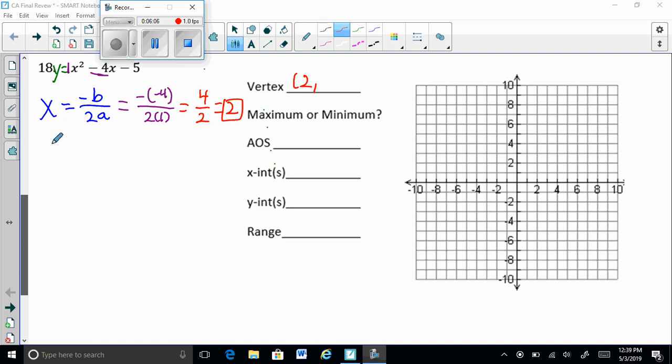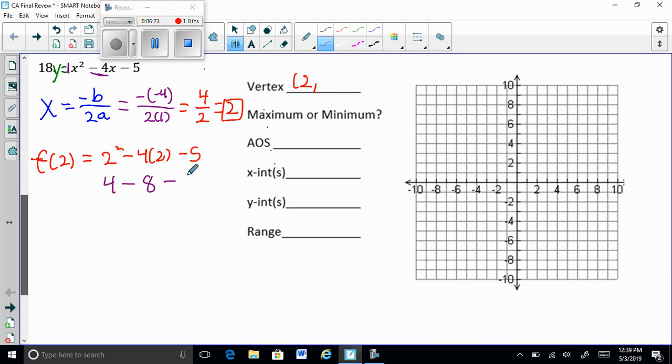So I'm going to use function notation here. So I'm going to do f of 2 and plug that in. So 2 squared minus 4 times 2 minus 5. So 2 squared is 4 minus 8 minus 5. So 4 minus 8 is negative 4. Then minus 5, that's going to give us a negative 9. Negative 9 is going to be the y value for my vertex right there. So I'm at (2, -9) down here. Okay.